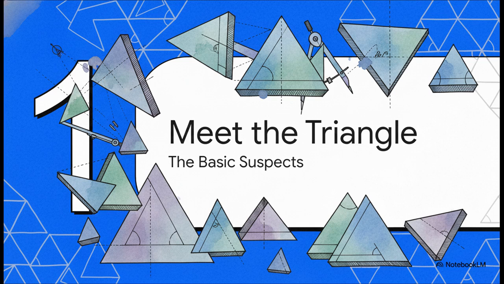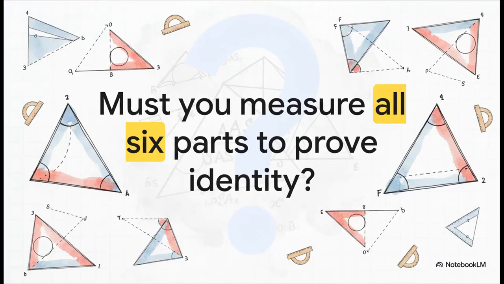Section 1. Meet the triangle, the basic suspects. Let's just quickly lay down the ground rules for the shapes we're investigating today. Now, before we really get into the weeds here, I have a question for you. Every single triangle out there has 3 sides and 3 angles. That's 6 parts total, right?